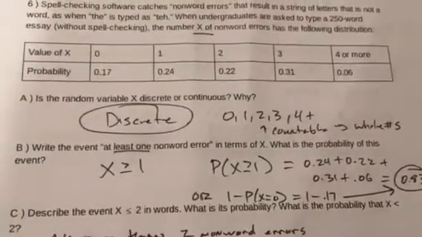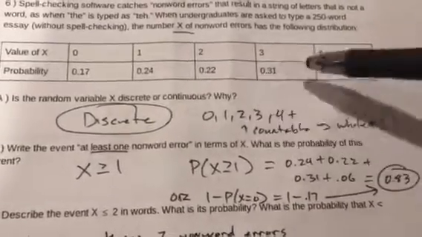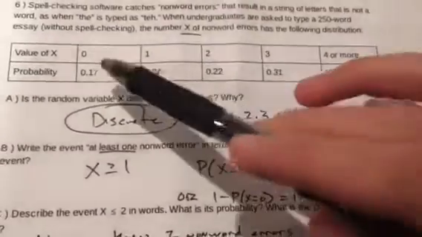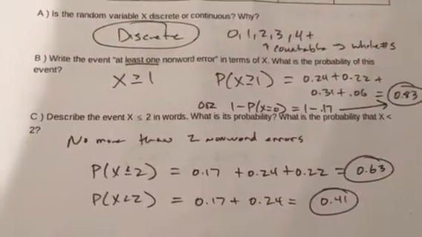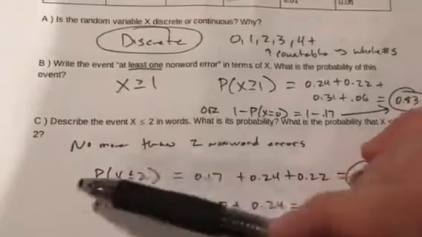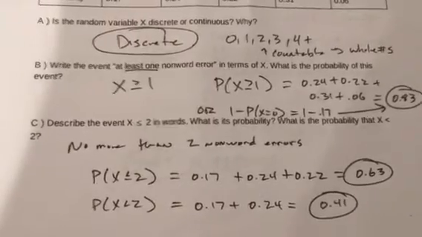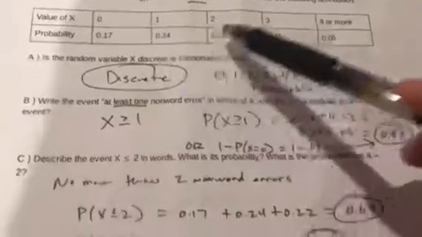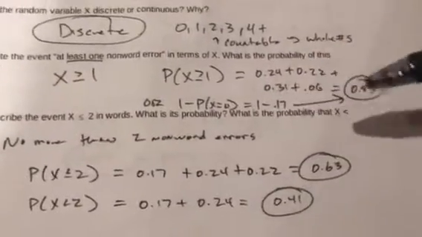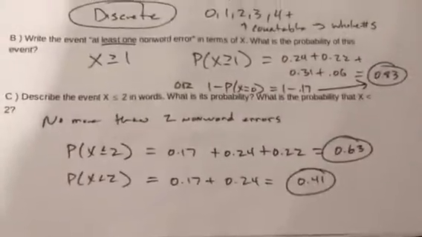Right, the event at least one non-word error. That means X is greater than or equal to 1, and that probability is that plus that plus that plus that, or 1 minus what I don't want, making 0 errors. Describe the event X is less than or equal to 2 in words. That means no more than 2 non-word errors, so that's 2 or fewer non-word errors. What is the probability that X is less than or equal to 2? I could do that plus that plus that. What is the probability that X is less than 2? That means 0 or 1, not 2. So that's why it is 0.41.